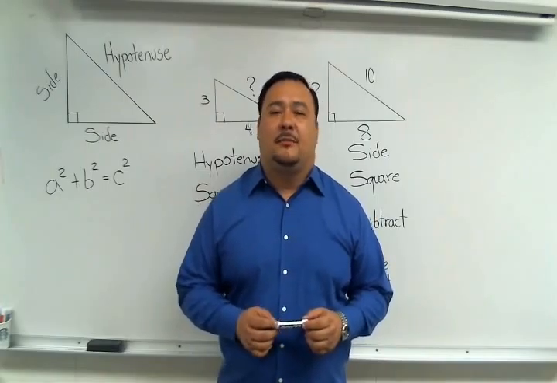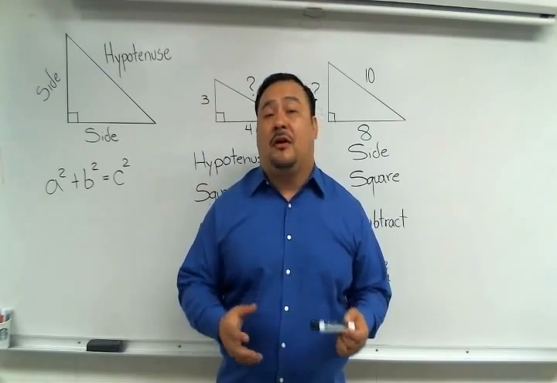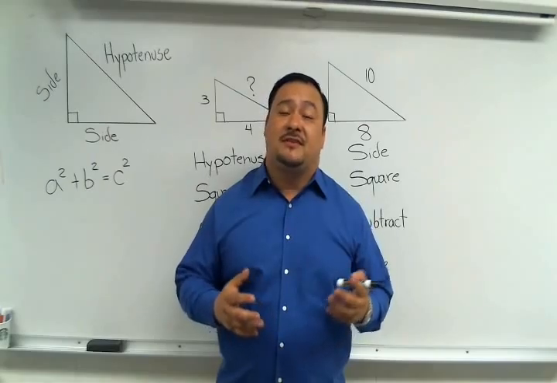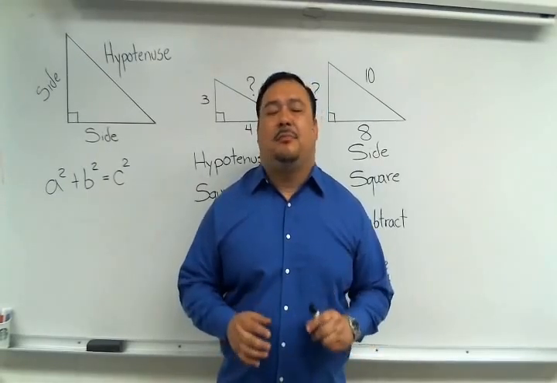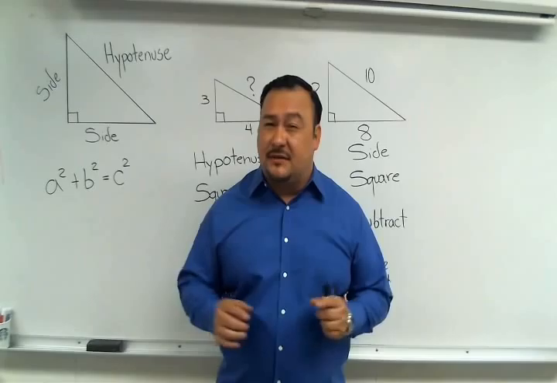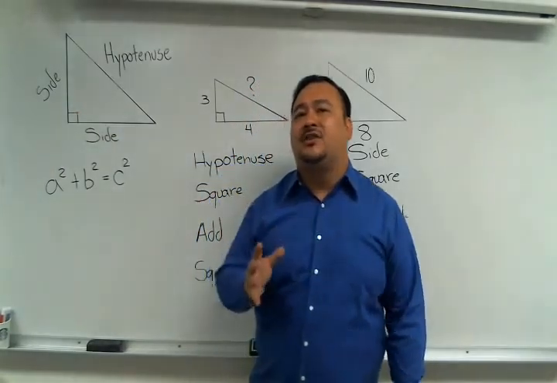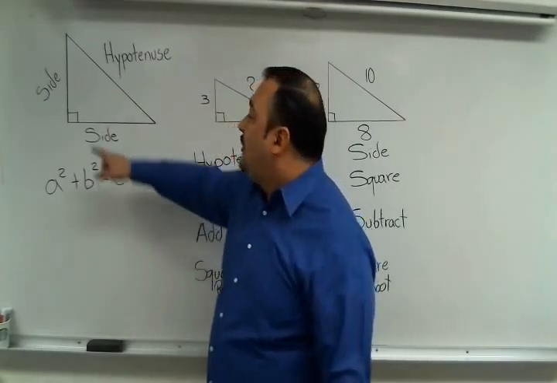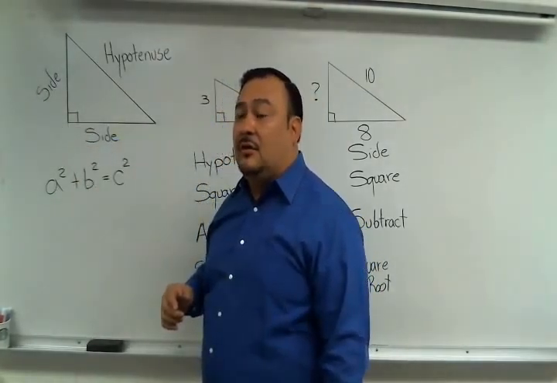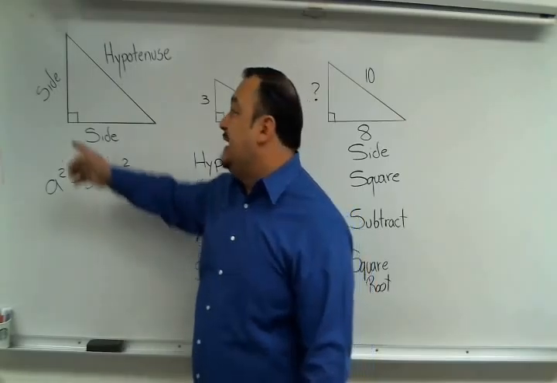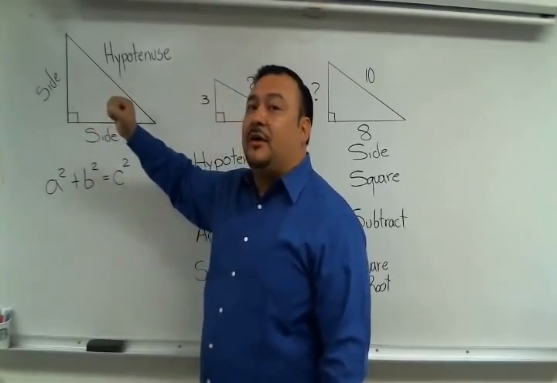Now let's take a look at the Pythagorean Theorem. The Pythagorean Theorem is the way to find the measurements on the side of a triangle. But it doesn't apply to any triangle. It's a specific type of triangle, a right triangle. What is a right triangle? A right triangle is the type of triangle that has a 90-degree angle. Because it has a 90-degree angle, we can use the Pythagorean Theorem.